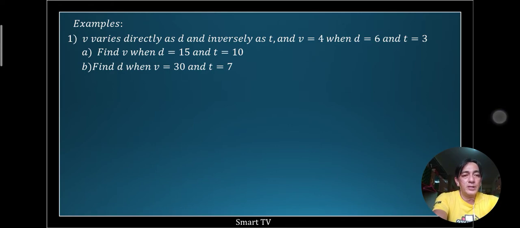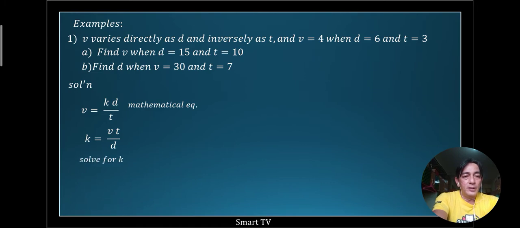Gawa muna tayo. First step natin will be the mathematical equation, of course. So, b is equal to kd over t. So, from the statement, b varies directly as d and inversely as t. And since ang constant ay hindi given, if you read the problem, hindi given ang constant, find the equation of the constant. So, k now is equal to bt over d.